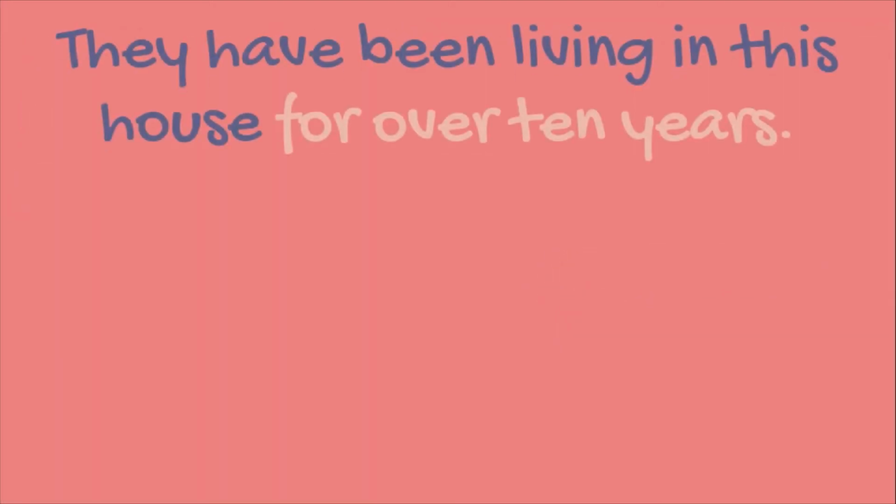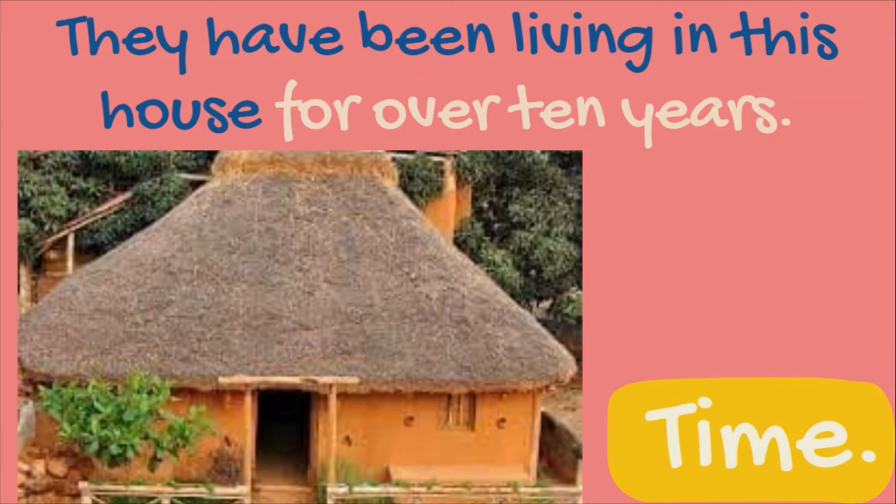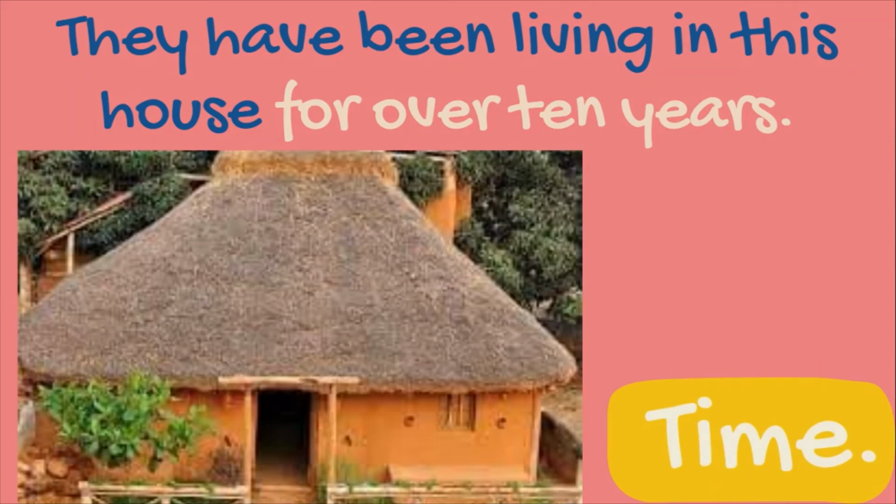Let us take one more example as we close the lesson for this module. They have been living in this house for over 10 years. That is showing time. For over 10 years is the adverbial showing time. Living is the verb. That's the adverbial that we have in this sentence, and it is showing time.